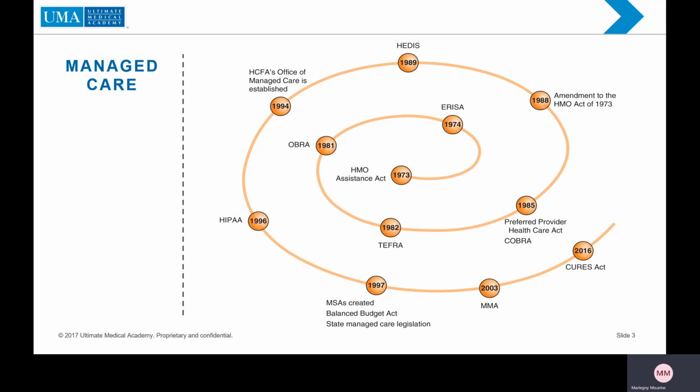Then in 1981, we have OBRA, O-B-R-A. This is the Omnibus Budget Reconciliation Act. What this act did, it provided states with the flexibility to establish HMOs for Medicare and Medicaid programs.